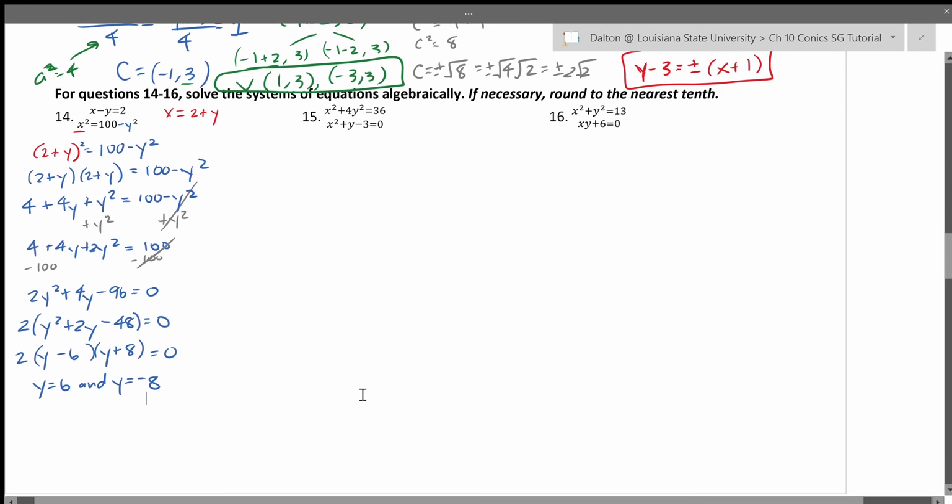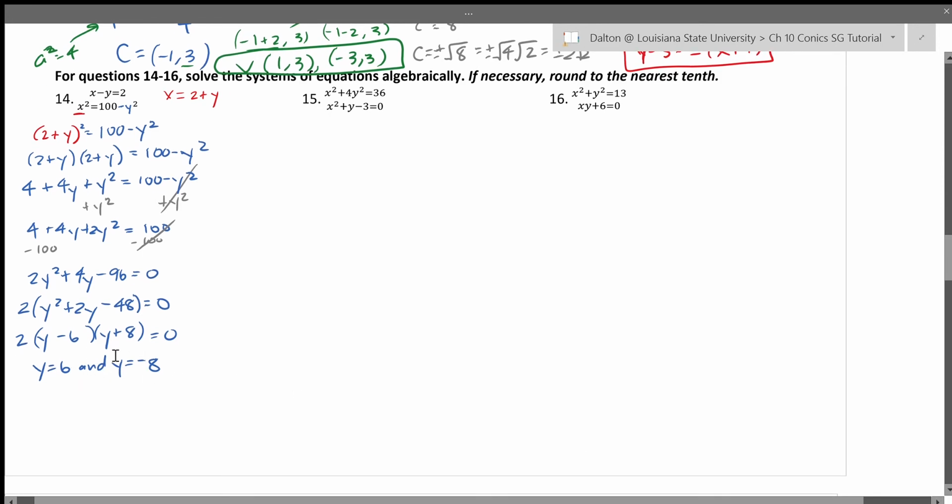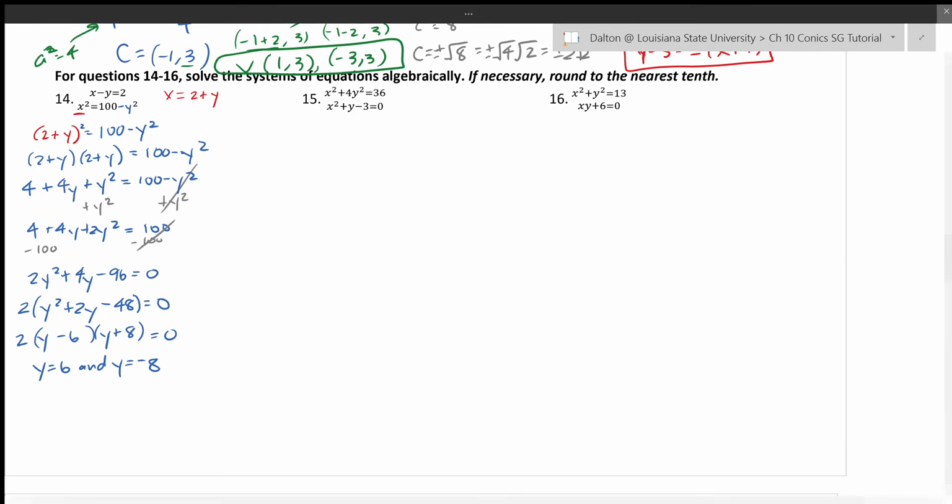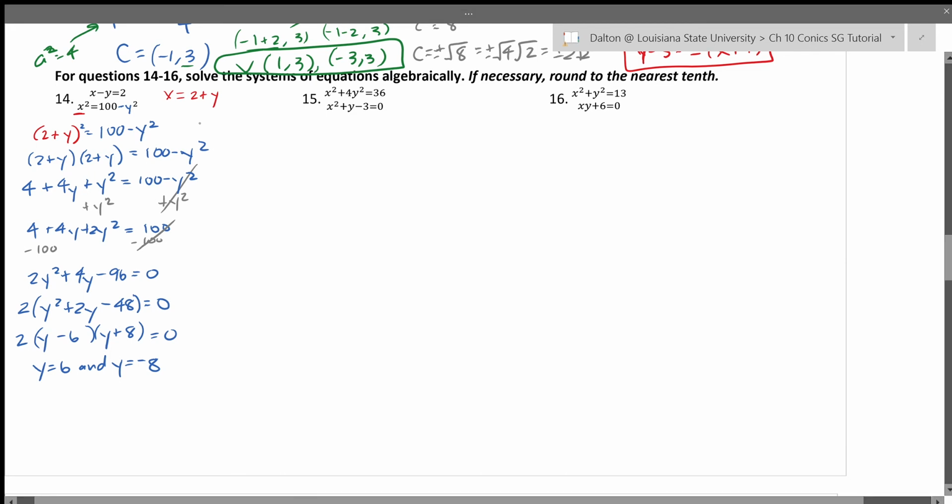So the key is when you get these y values, you're going to substitute them back into one of your original equations. It doesn't matter which one, to figure out what the x should be. So I'm going to substitute it back into this very first equation that I manipulated that says x is equal to 2 plus y, which in this case y is 6, so 2 plus 6 would give me an x value of 8. So (8, 6). And then x is equal to 2 plus y, in this case y is negative 8. So 2 minus 8 is negative 6, so (negative 6, negative 8). And these two would be my answers.